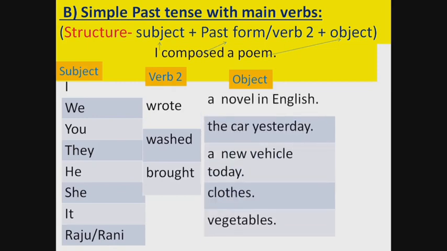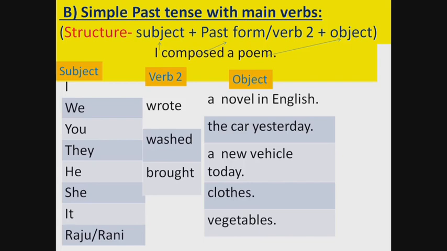Subject: I, we, you, they, he, she, it, Raju or Rani. V2 form of verbs: wrote, washed, brought, etc. Object: a novel in English, the car yesterday, a new vehicle today, clothes, vegetables, etc. Now let us try to form sentences out of these.